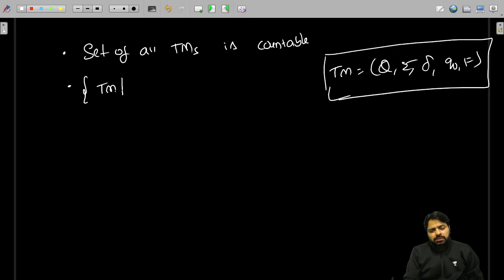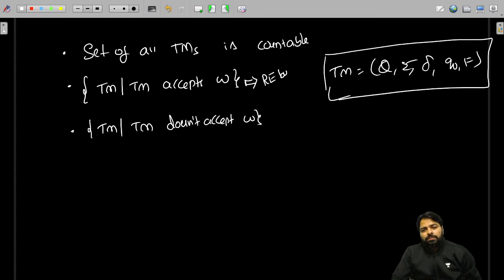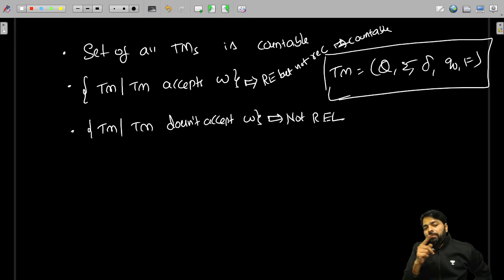Now when I ask a problem: the set of TMs such that TM accepts W, and the set of TMs such that TM doesn't accept W. Look at this. This is RE but not recursive. Yes or no? Because the membership problem is undecidable but RE but not recursive means countable because it is also REL. REL is countable but this is not REL. But which not REL? Is it countable or uncountable? That I am trying to show.